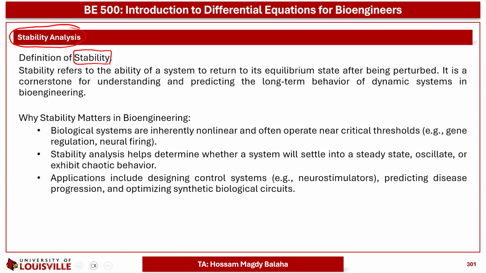Stability refers to the ability of the system to return to its equilibrium state after being disturbed. And it's a cornerstone for understanding and predicting the long-term behavior of dynamic systems in bioengineering. Stability matters in our field because biological systems are inherently nonlinear and often operate near critical thresholds, such as gene regulation and neural firing.